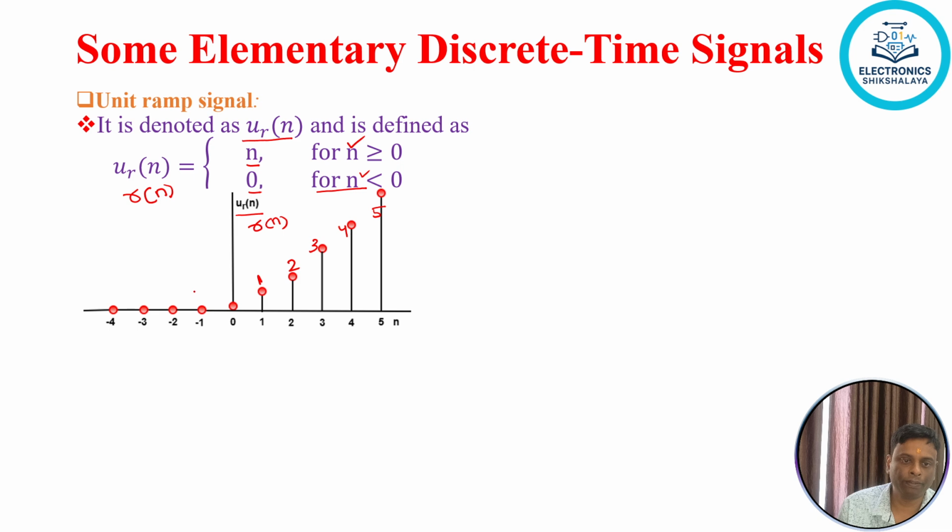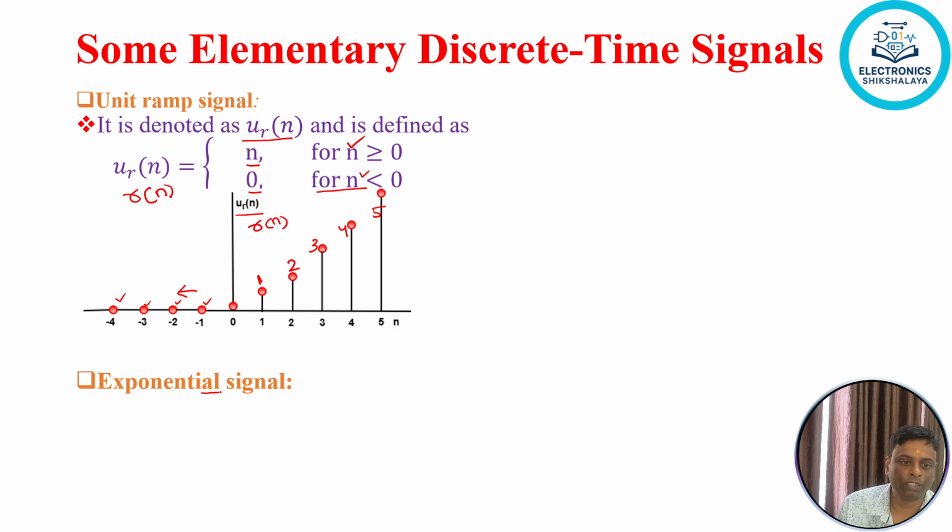Similarly, for negative values of n, the value of this unit ramp signal is 0. These are the values of u_r(n) for negative values of n. For positive values, it is equal to n. This is the unit ramp signal.